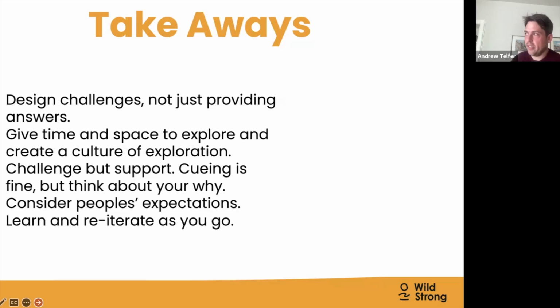Cueing is fine. And when I say cueing, I mean all the traditional coaching techniques for getting people closer to an ideal form. But think about your why. Consider people's expectations and work within those expectations. If people do expect to be taught specifically, it's going to take time for them to build up their confidence to play around with different movements. And as always, learn and reiterate as you go.